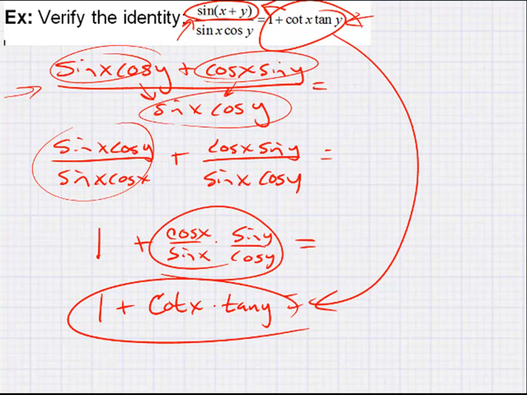When you try something and it doesn't work, remember you can try something again and keep trying different things until you get something to work. When it says verify the identity, you will always be able to turn one side into the other side. It's just how is it done? And keep trying. Just keep trying. These will get easier. You will get better. It takes a lot of time and a lot of practice.